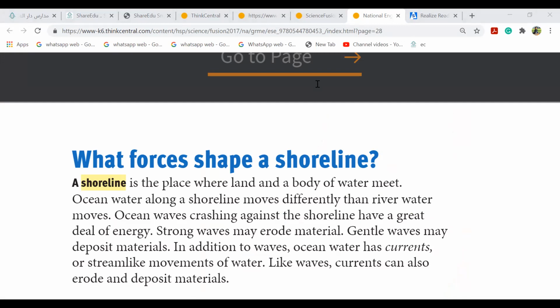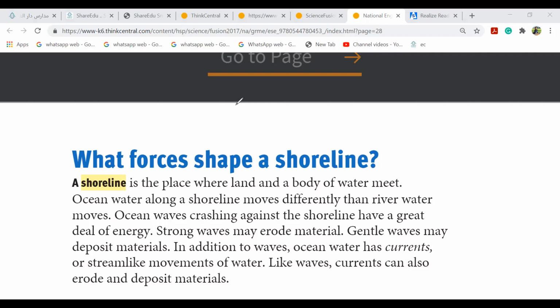Ocean water along a shoreline moves differently than river water moves. Ocean waves crashing against the shoreline have a great deal of energy. Strong waves may erode material. Gentle waves may deposit materials. In addition to waves, ocean water has currents, or stream-like movements of water. Like waves, currents can also erode and deposit.